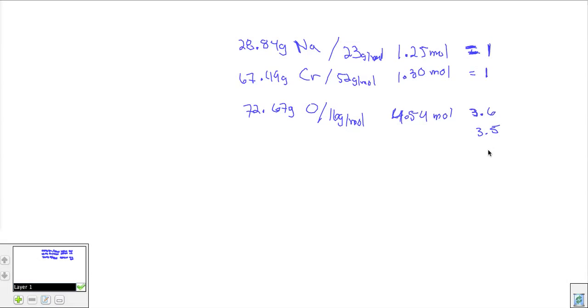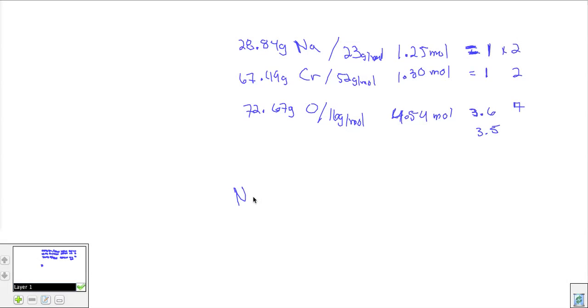And so what could I multiply by 3.5 to give a whole number? And so sometimes you have to do this when you're looking at the ratio. So what I'm actually going to do is multiply all of these by 2 to turn this into a whole number. So if I multiply 1 by 2, I get 2. When I multiply 1 by 2, I get 2. If I multiply 3.5 by 2, I get 7. And this is actually the ratio that I'm looking for.